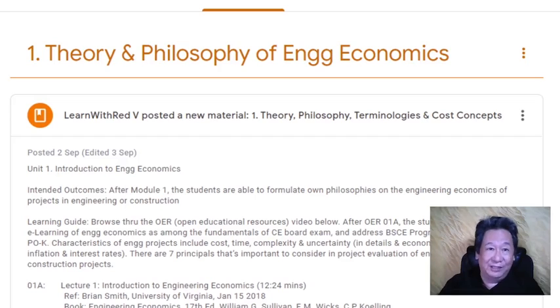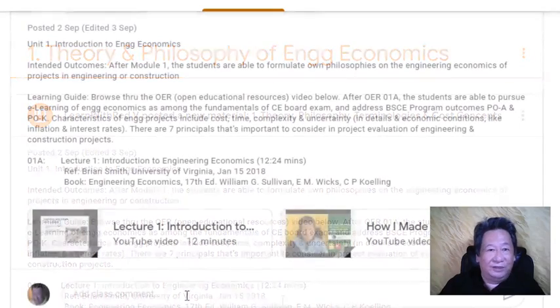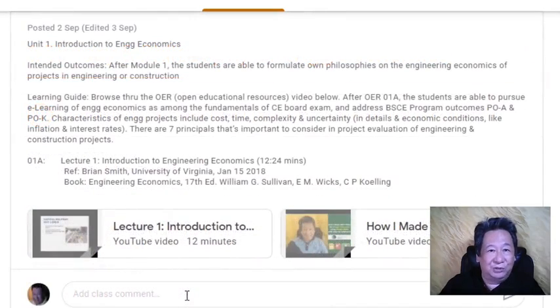Now we proceed to Module 1, Theory and Philosophy of Engineering Economics. This is part of Unit 1, which is Introduction to Engineering Economics. After Module 1, you should be able to formulate your own philosophies on the engineering economics of projects in engineering or construction. You can browse through the OER or Open Educational Resource video below.